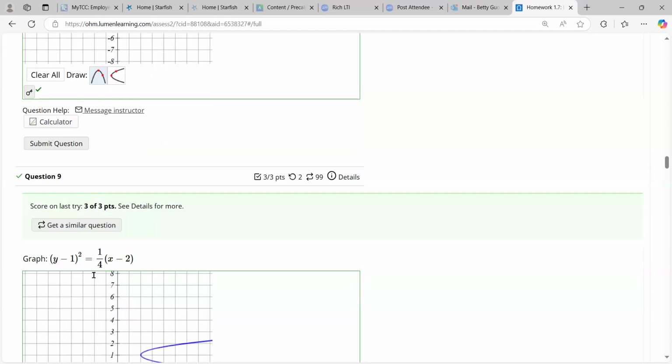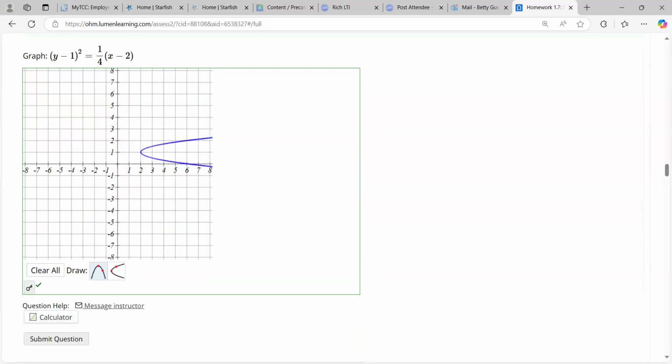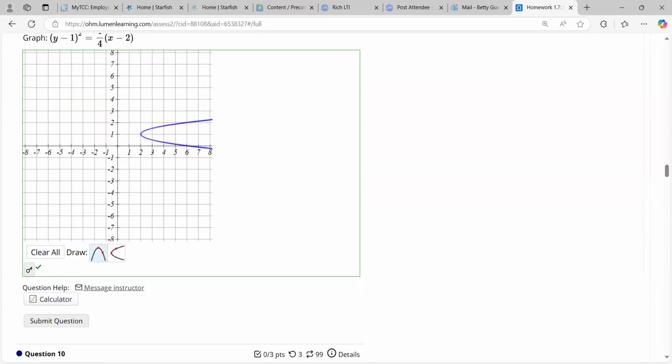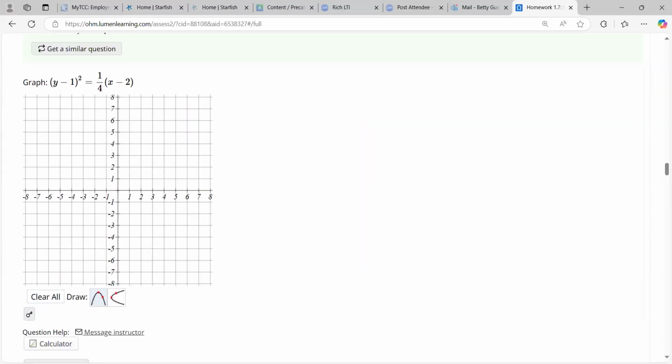Let's do one more. I think I did this some other time. I'm going to clear all, okay. This one, since it is positive, the parabola opens to the right and is horizontal again. The vertex is easy to find. It is 2, 1. So I would try the x-intercept. Let me do that quickly.